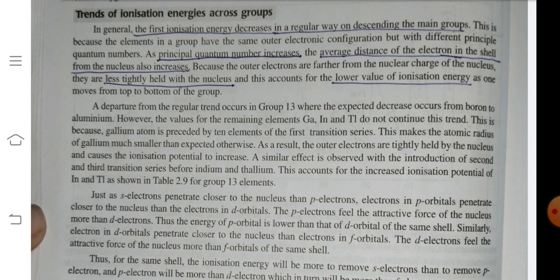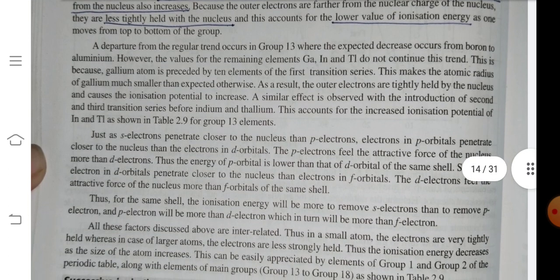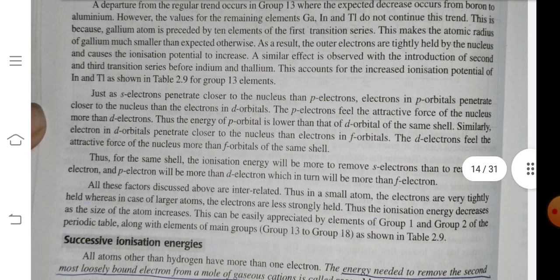A departure from the regular trend occurs in group 13, where the expected decrease occurs from boron to aluminium. However, the values for the remaining elements, gallium, indium, and thallium, do not continue this trend. This is because the gallium atom is preceded by 10 elements of the first transition series. This makes the atomic radius of gallium much smaller than expected otherwise. As a result, the outer electrons are more tightly held by the nucleus and cause the ionization energy to increase. A similar effect is observed with the introduction of the second and third transition series before indium and thallium. This accounts for the increased ionization energy of indium and thallium.